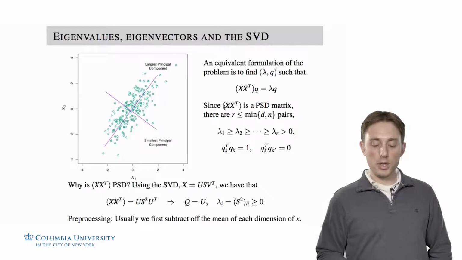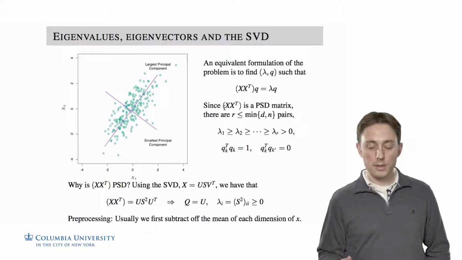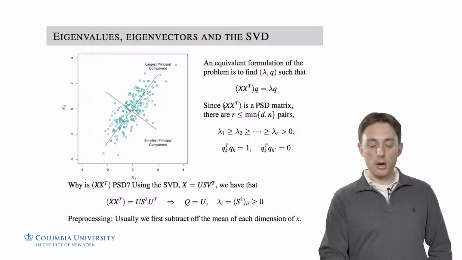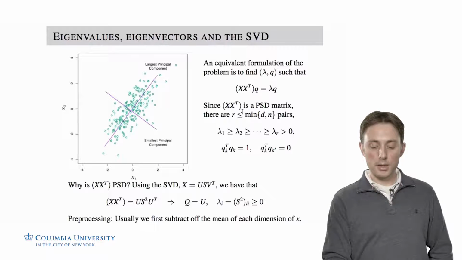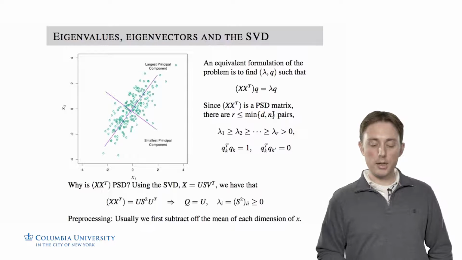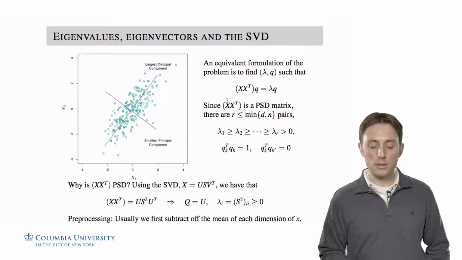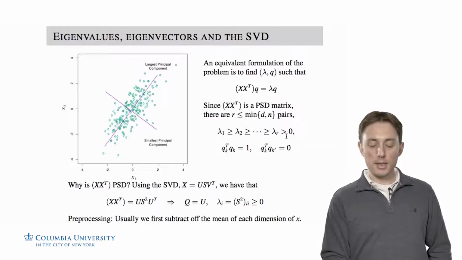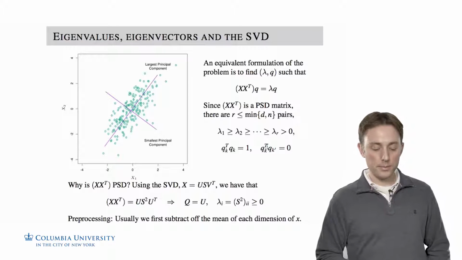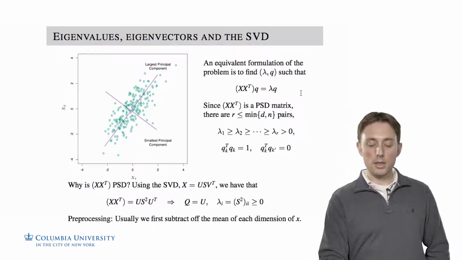Also, since this matrix product is a positive semi-definite matrix, we know that there are R pairs of these, where R is the minimum of the dimensionality and the number of data points, where all of these eigenvalues are positive. That is a result of this being a positive semi-definite matrix. We can get R different eigenvectors, where each one is unit length and they are orthogonal to each other. Okay, so this is something that we can say in advance about this matrix.